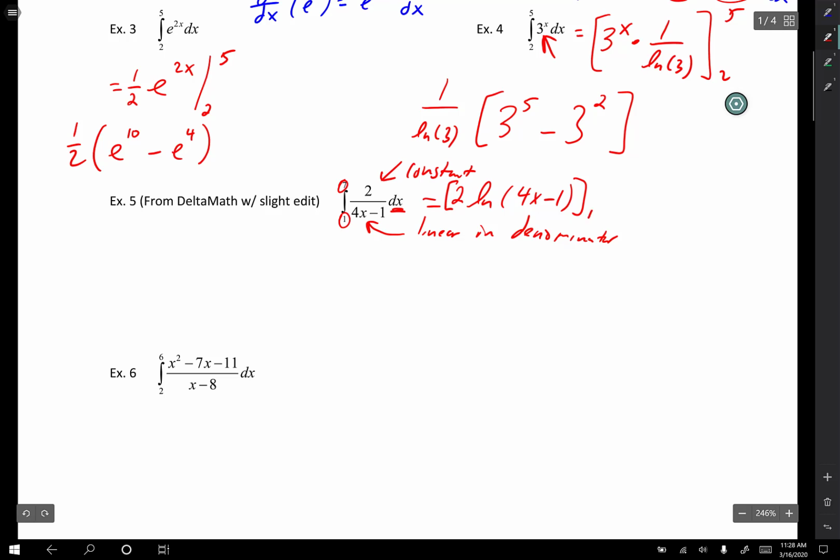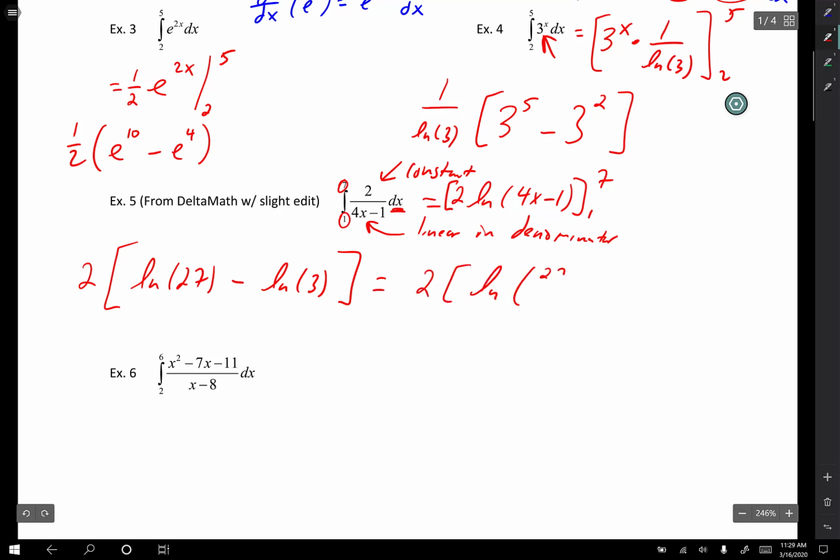I'm going to put bracket, I'm going to put 1, I'm going to put 7. I'm going to do top minus bottom. Both terms are going to have a 2, so I'm going to leave the 2 on the outside, guys. And here we go. ln of 7 times 4, 28, minus 1, 27. So ln 27 minus, let's see, 4 times 1 is 4, minus 1 is 3, minus ln 3. So now I can write this guy as 2 ln of 27 over 3. And I can write that as 2 ln 9.